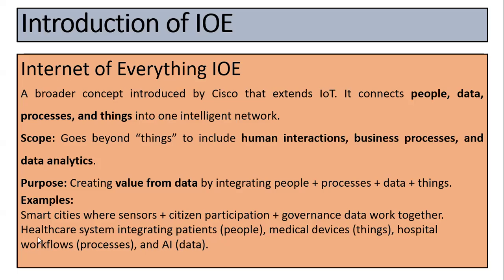इज दैट क्लियर? You can see the smart cities where sensor, citizen participation, governance, data work together, healthcare system, integrating patients, medical devices, hospital workflow, and AI data. Okay, these are the examples of internet for everything.